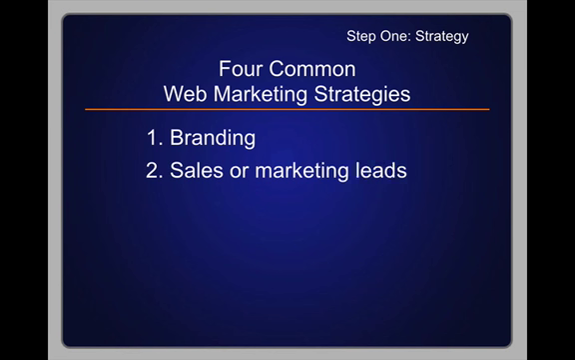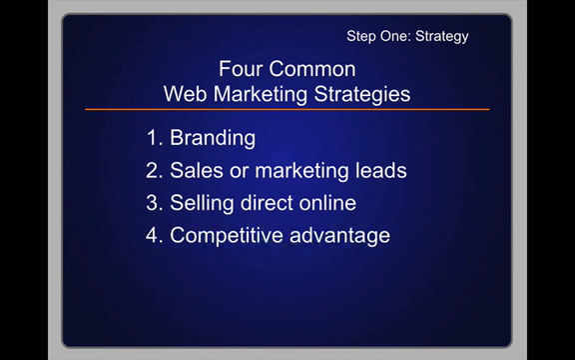A second strategy is to use your website to generate sales or marketing leads. Very common. This is a very common strategy. It has to do with converting visitors into contacts for your sales team. A third strategy is to sell directly online. And while this is very popular and gets a lot of press, it actually is not used that much with companies. Most companies are concerned with branding and generating leads off their website.